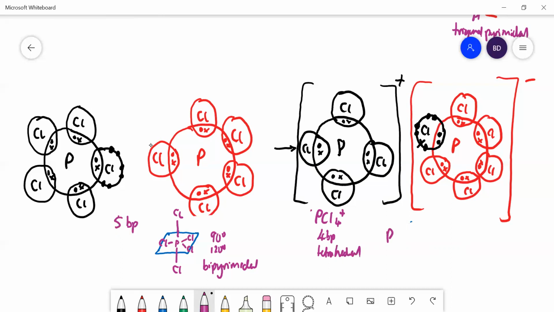So we're going to have the phosphorus there, 1 chlorine coming out, 1 going back in, 1 in the plane of the paper, 1 sticking up there. It's going to have a positive charge on it. It's going to be tetrahedral.